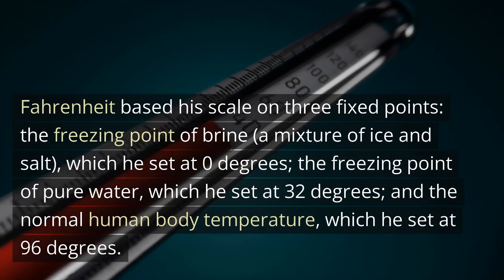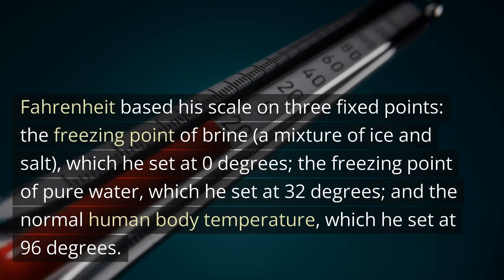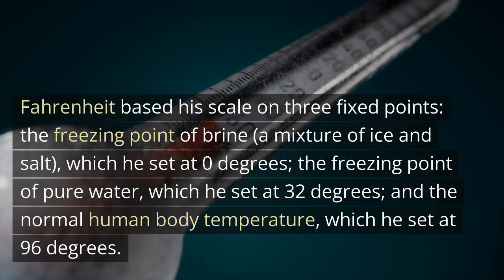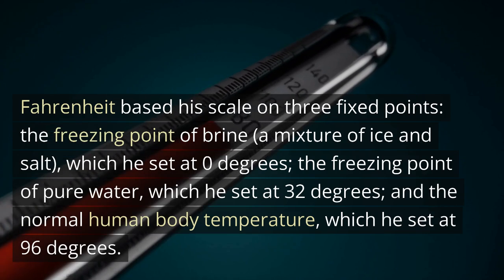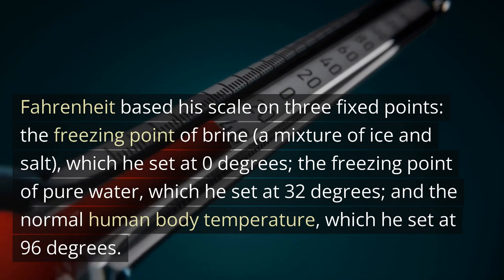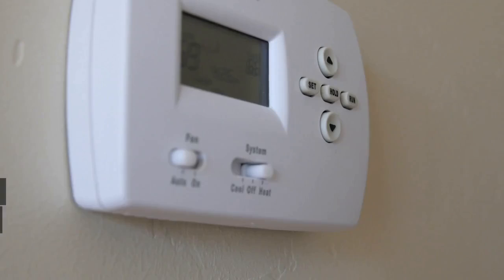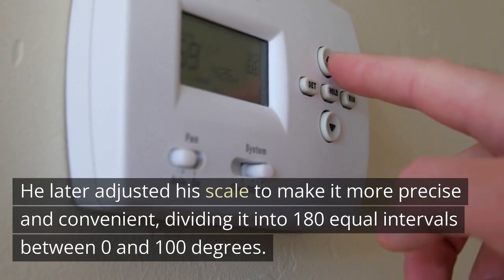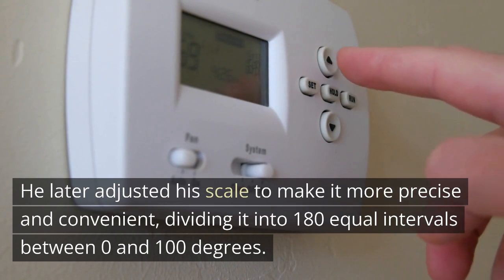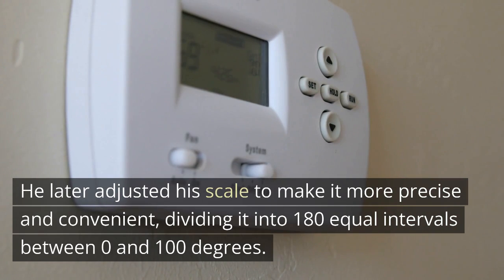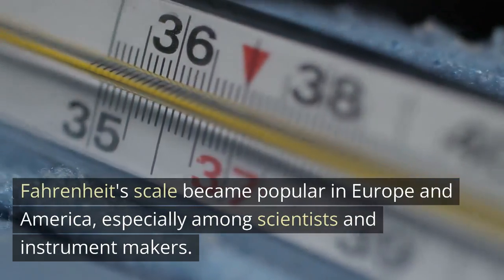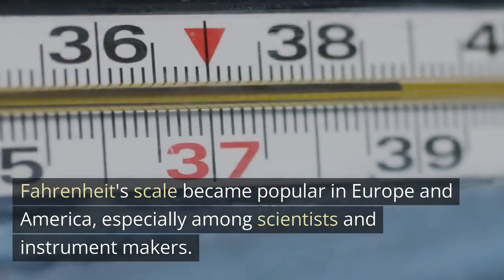Fahrenheit based his scale on 3 fixed points: the freezing point of brine, a mixture of ice and salt, which he set at 0 degrees, the freezing point of pure water, which he set at 32 degrees, and the normal human body temperature, which he set at 96 degrees. He later adjusted his scale to make it more precise and convenient, dividing it into 180 equal intervals between 0 and 100 degrees. Fahrenheit's scale became popular in Europe and America, especially among scientists and instrument makers.